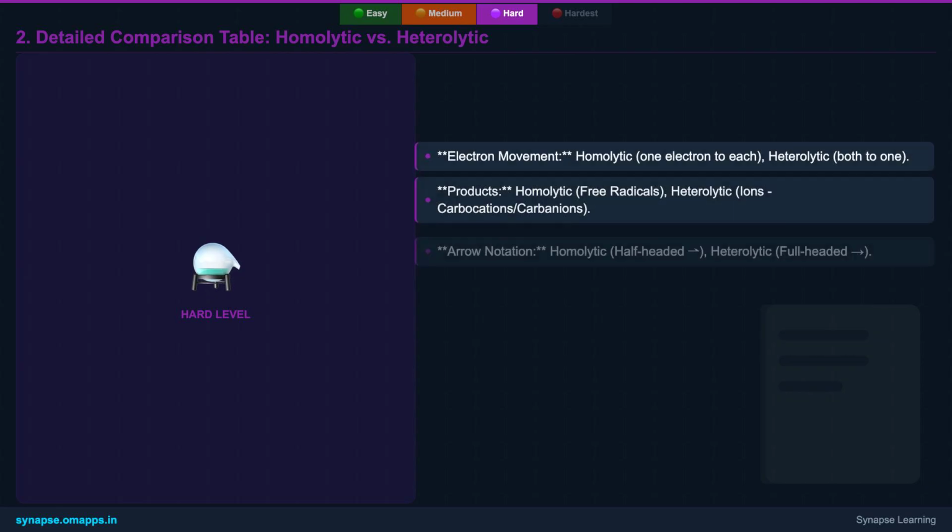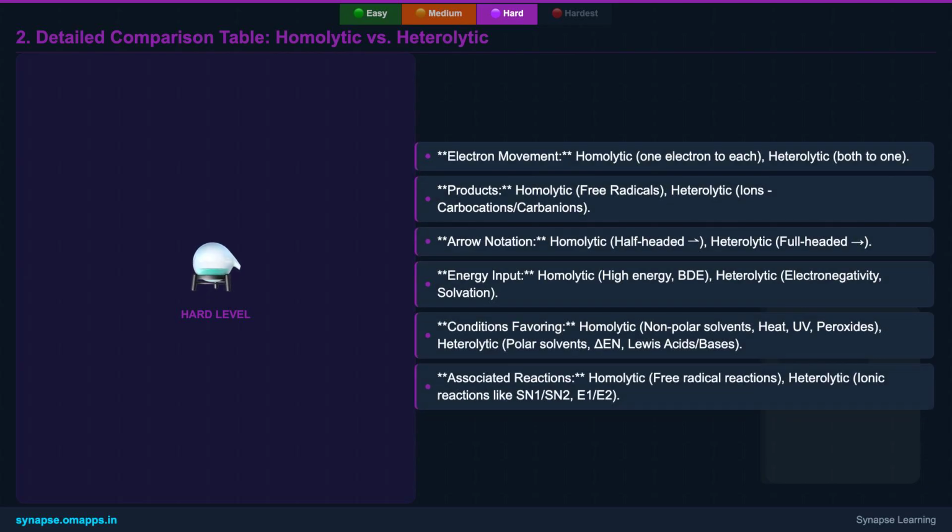Let's consolidate these differences in a detailed table. We'll look at electron movement, the nature of products formed, the specific arrow notations, the energy inputs required, and the conditions that favor each type. We'll also link them to their associated reaction types and the characteristics of their transition states. For instance, notice how homolytic fission leads to free radicals and is common in polymerization, while heterolytic fission yields ions and drives SN1 or SN2 reactions. This tabular format helps to clearly distinguish and recall the key attributes of each fission type.